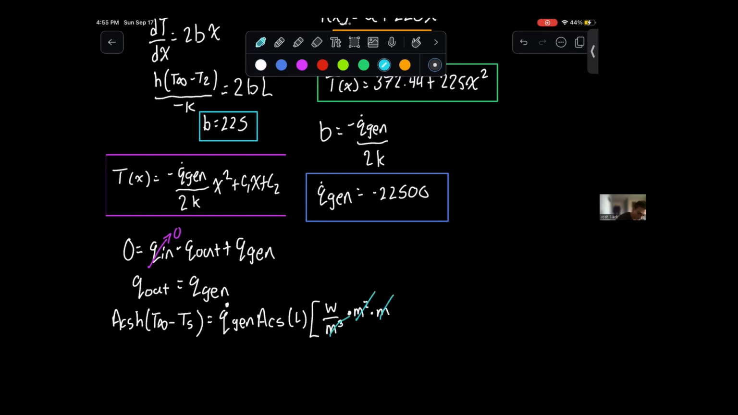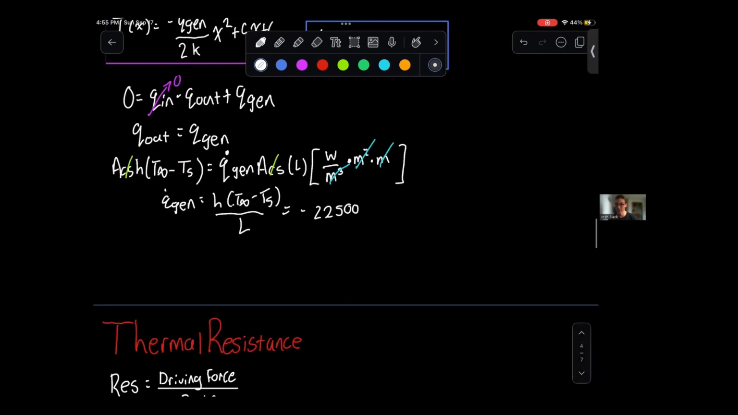Boom, boom, boom. Now we have the same thing on both sides. We can then cancel out cross-sectional area. Q dot gen is h(T infinity minus Ts) divided by L. That is also equal to negative 22,500. Which way is easier? I think my way is easier. I think it's much easier just to recognize that this coefficient is equal to something that we just derived. You don't have to go and do all this other fancy stuff. You can just keep it nice and simple. To each their own, I guess.